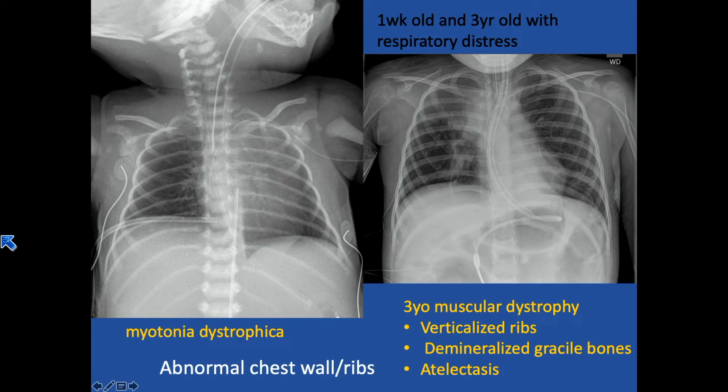On the left is a child with myotonic dystrophy, and on the right is a child with muscular dystrophy. Again, also in this child with muscular dystrophy, you can see that the long bones are very thin and gracile as well.